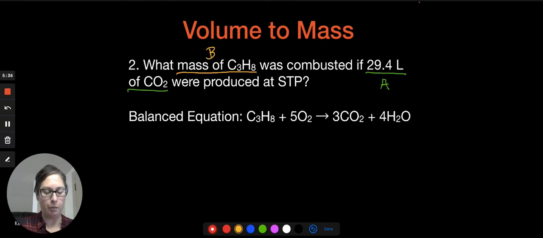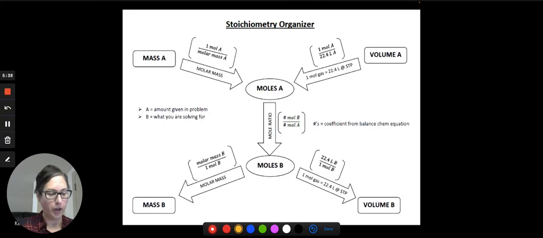All right, let's go back to our organizer. So we are going to start with volume of A. We were given a volume of A. We're going to go to moles of A, then to moles of B using that mole ratio, and then we're going to go to the mass of B. So we are going to go from volume to mass. So let's go ahead and do that.